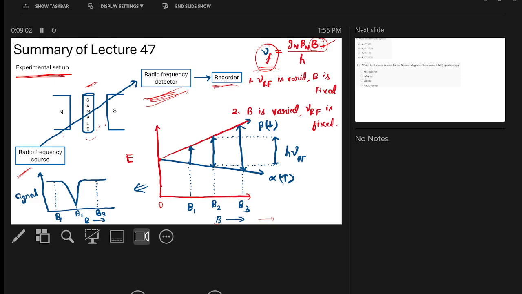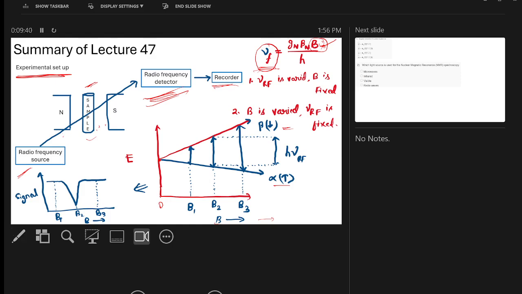So a nucleus can have two spins like an electron, alpha and beta. Alpha has a spin quantum number of 1/2, and beta has minus 1/2. So alpha will be lower energy and beta will be higher. So when you apply the magnetic field, the separation will happen. And when you apply the radio source, when the frequency of the radio frequency matches the separation between alpha and beta, the transition will take place.